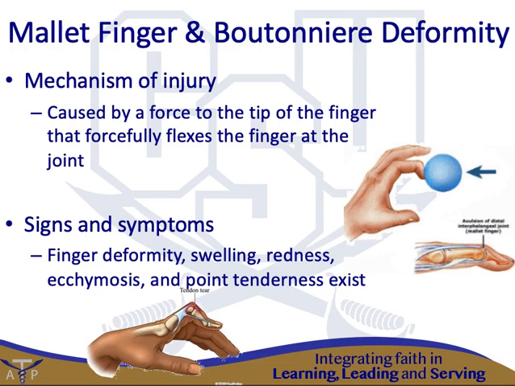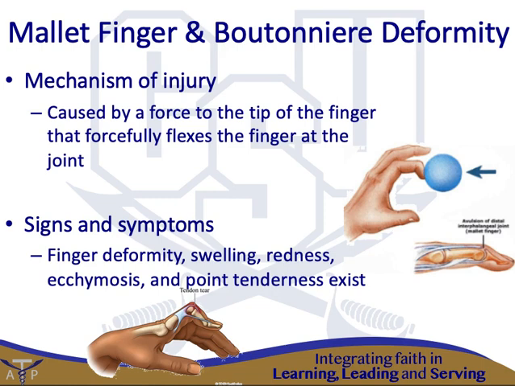Lastly, we're going to finish up on some deformities of the finger. The first two we're going to look at are mallet finger and boutonniere deformity. And when we look at these two, mallet finger is a rupture of the finger's extensor tendon at the distal interphalangeal joint, or the DIP joint. Compared to the boutonniere deformity, which is a rupture of the finger's extensor digitorum tendon at the proximal interphalangeal joint.